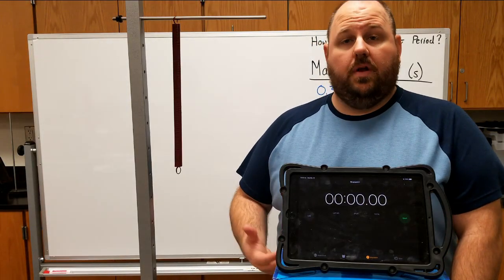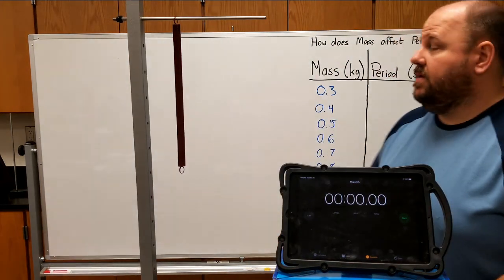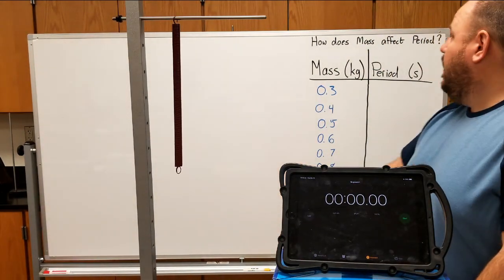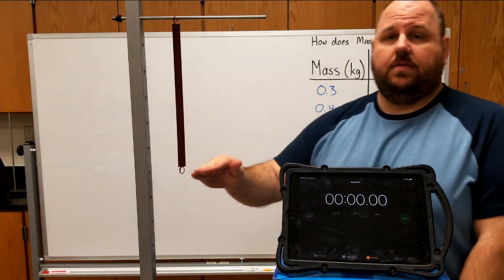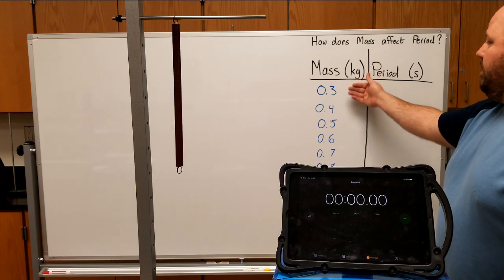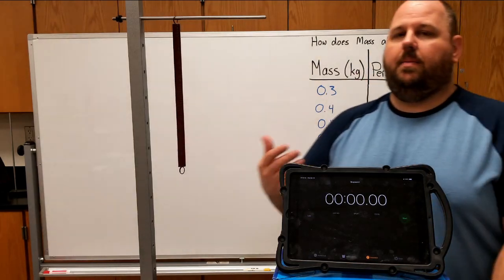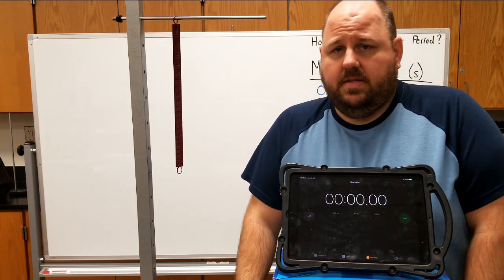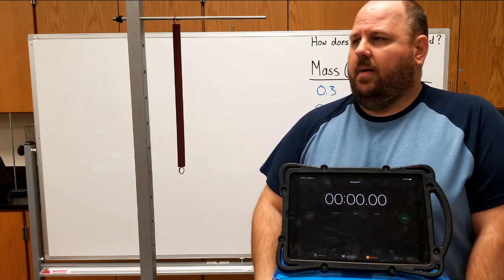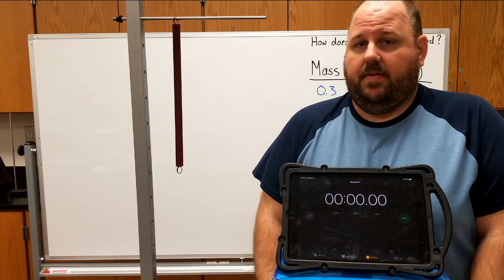So what we're going to do now is do a simple experiment to determine how the mass that we put on a spring affects the period of oscillation for that mass on a spring system. So we're going to do a bunch of different masses. We're going to time the period. And for simplicity's sake, we're just going to go old fashioned and use an iPhone timer to do that. And then change up the mass and see how that affects the period.